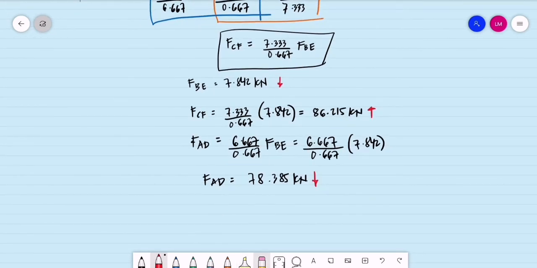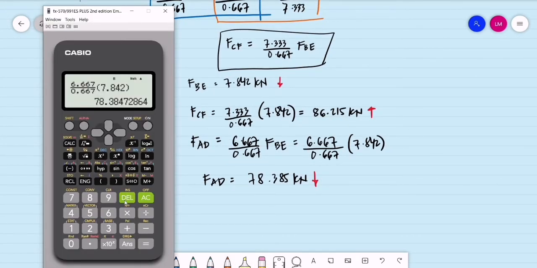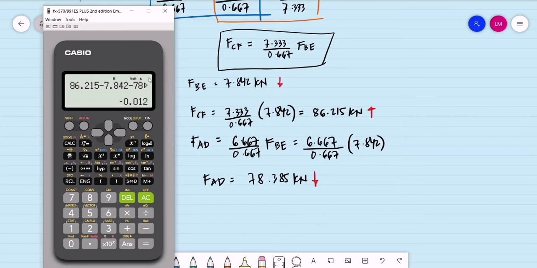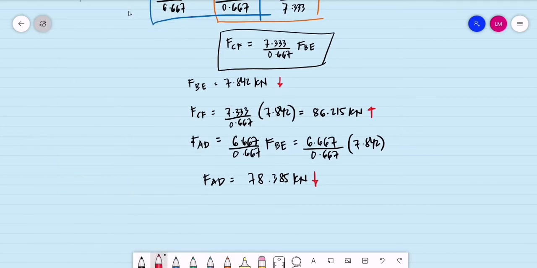If we check the equilibrium, the summation of vertical forces should be equal to zero. So we have an upward reaction at base C, 86.215, minus the downward forces, 7.842, minus 78.385. Checking the equilibrium here gives negative 0.012. This is a very small value, so we may assume it is negligible, or almost negligible, and that these values are correct.